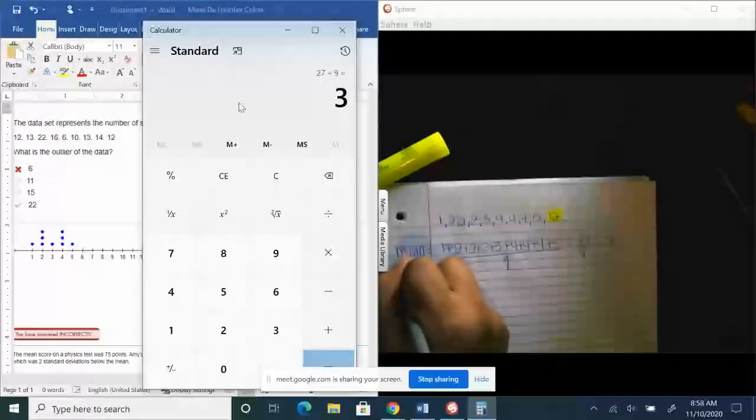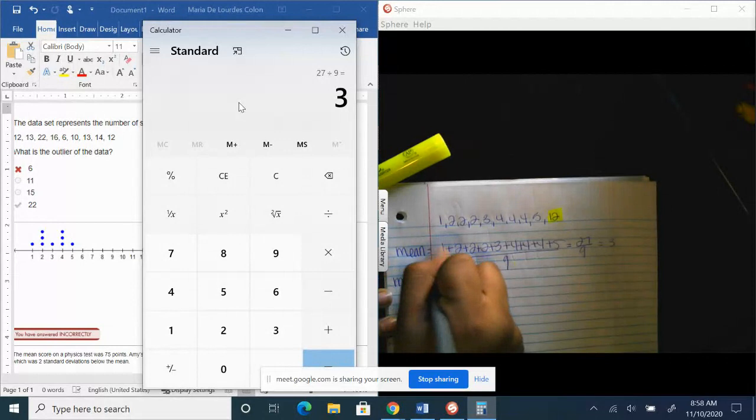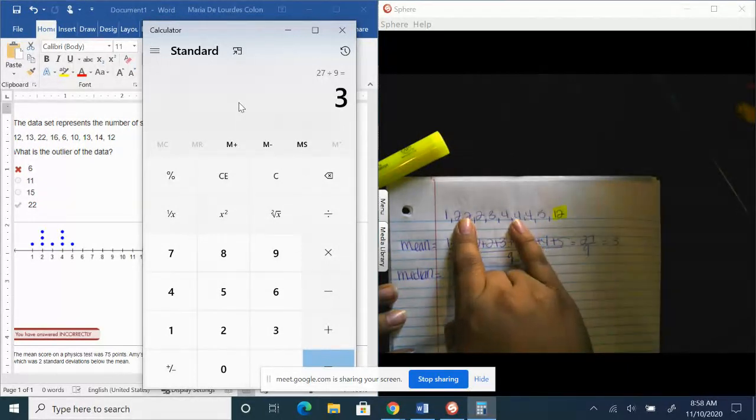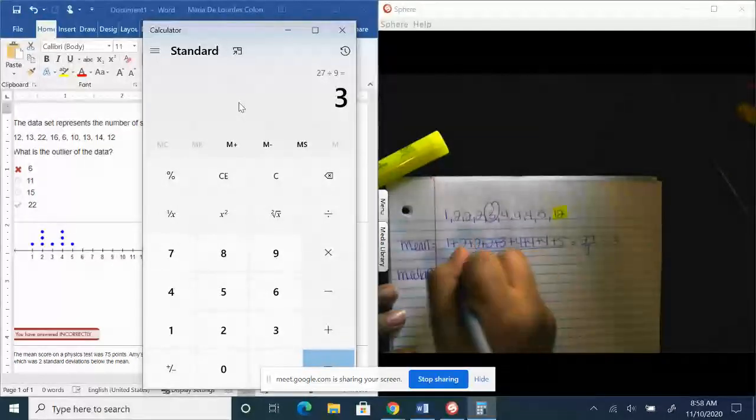The median, that middle number, remember, you work your way in from the end. So 1 and 5, 2 and 4, 2 and 4, 2 and 4. Our median is 3 as well.